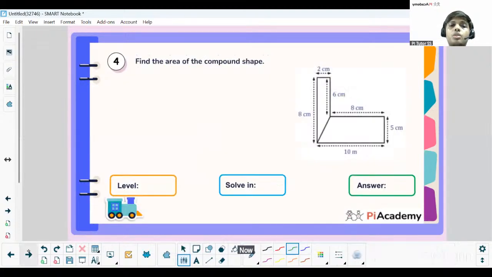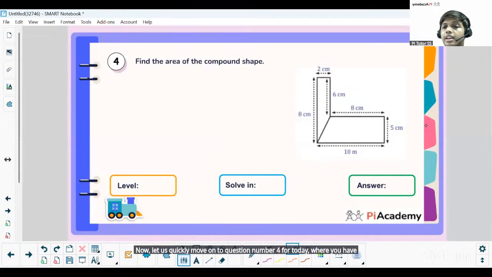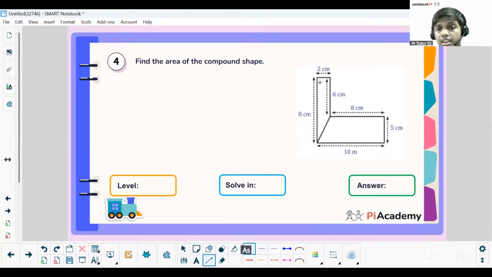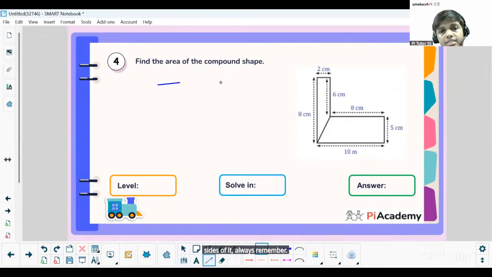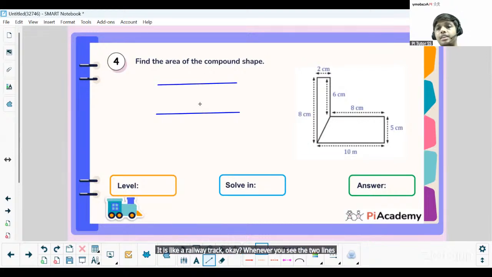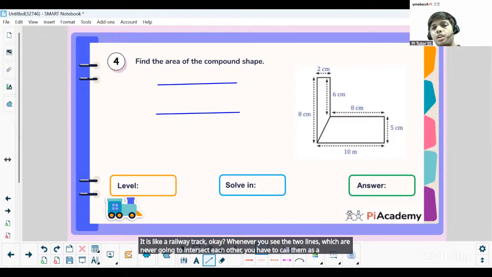Now, let us quickly move on to question number 4 for today, where you have to calculate the area of the compound shape. Look at the shape given to us on the right hand side. There is a trapezium present here, and then again a trapezium on this particular side. If I ask you to identify the parallel sides, always remember, parallel sides are like a railway track. Whenever you see two lines which are never going to intersect each other, you call them parallel lines.